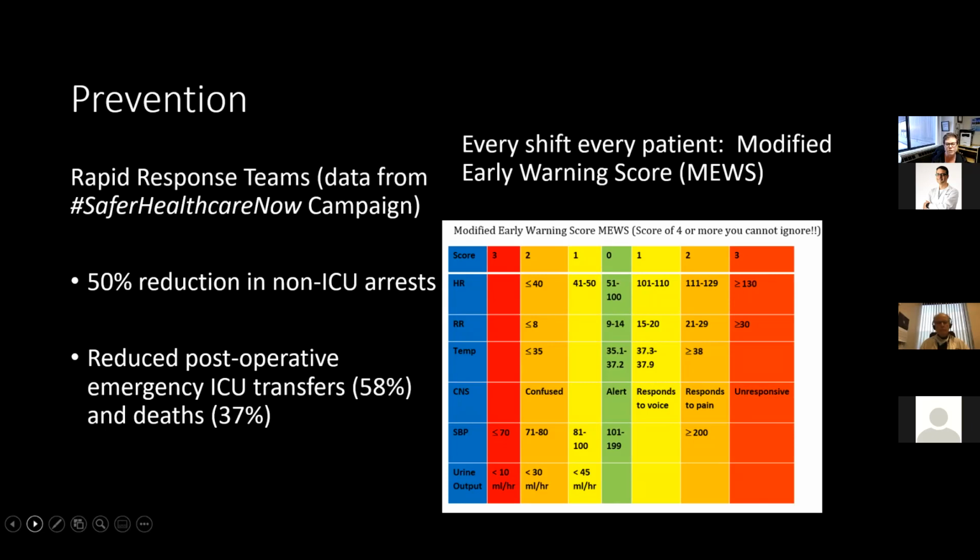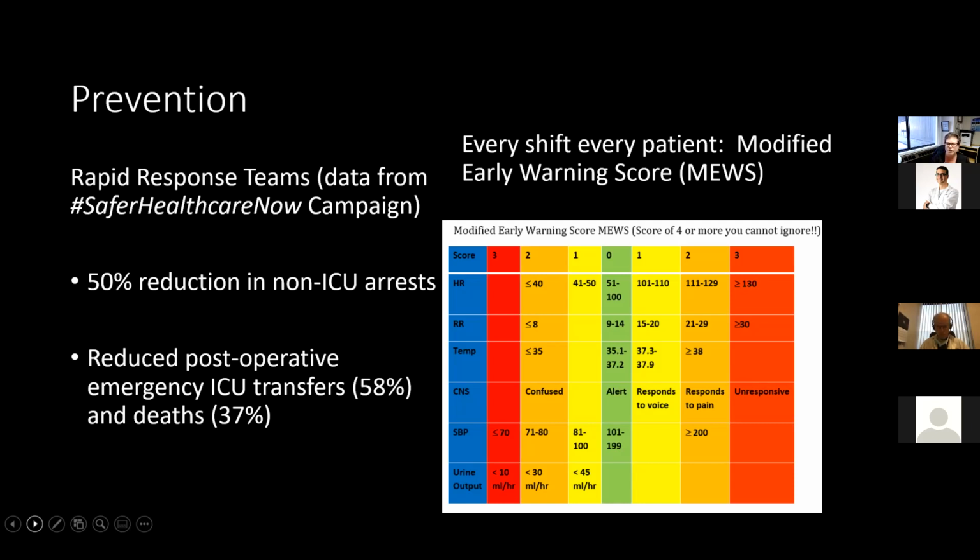And it's unfortunate that the St. John Regional Hospital and Miramichi Hospital do not have rapid response teams. Moncton and Fredericton have sort of a modified rapid response team, but you can see that there's a 50% reduction in non-ICU arrests. And there's also a significant reduction in mortality for the post-operative patient. So rapid response teams do save lives.